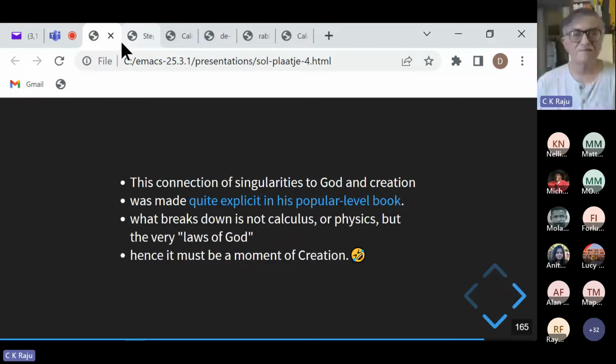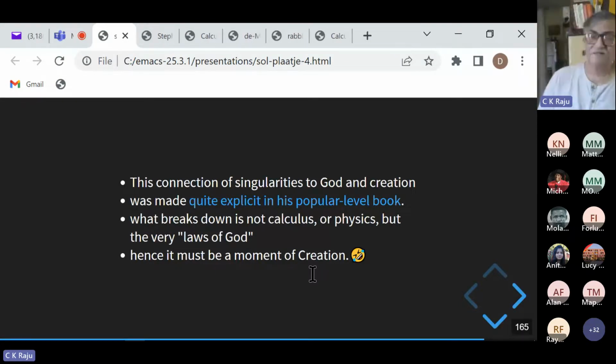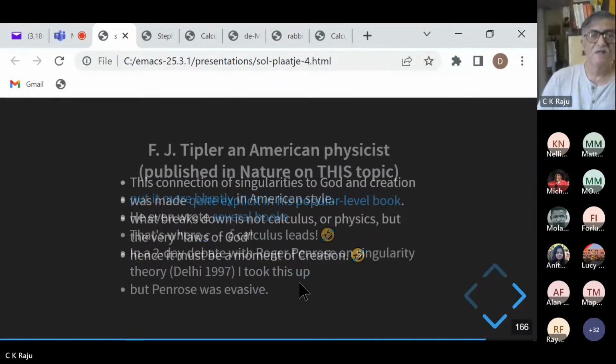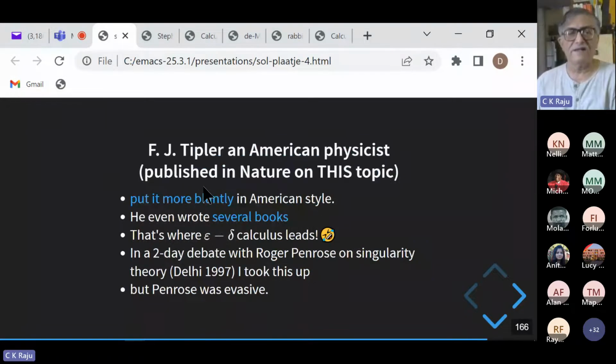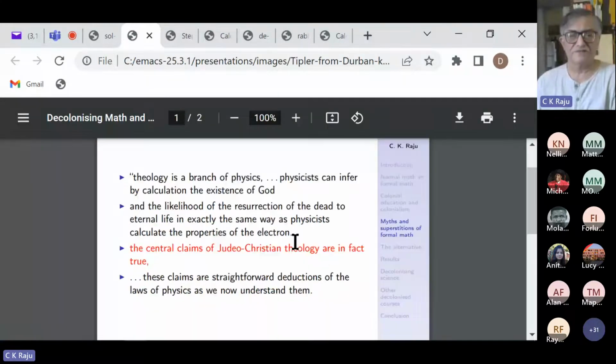All right. So it must be a moment of creation. That's what a singularity is, not a mathematical problem, but a theological problem. So this is made much more bluntly. Tipler is a very blunt fellow. So he put it very bluntly. He said theology is the branch of physics.